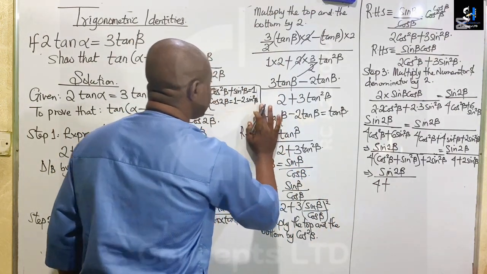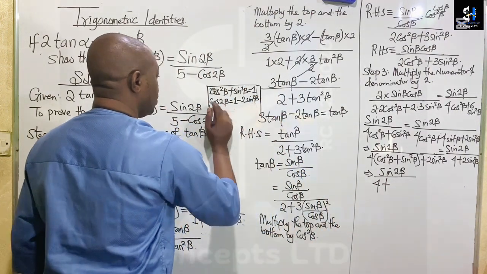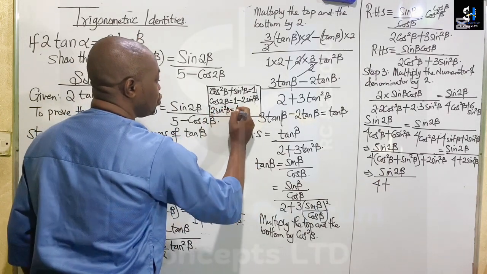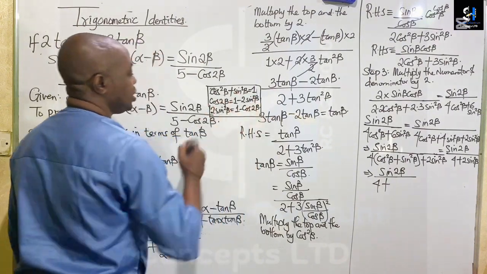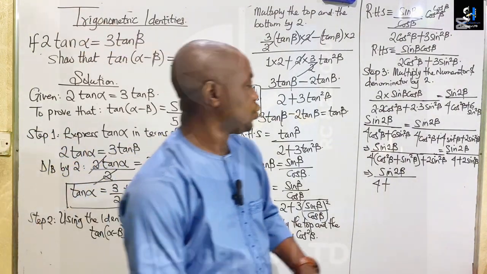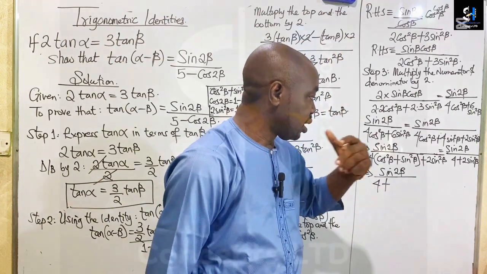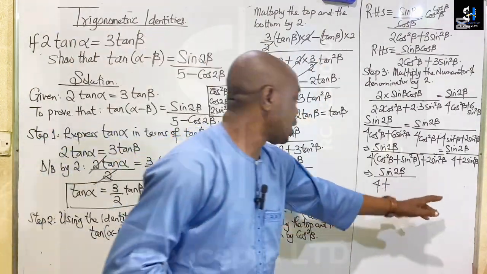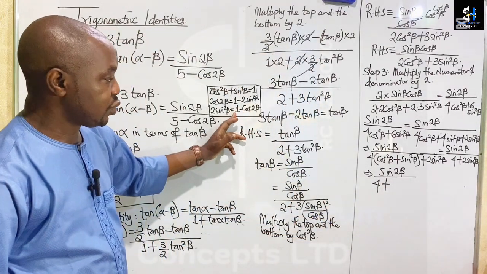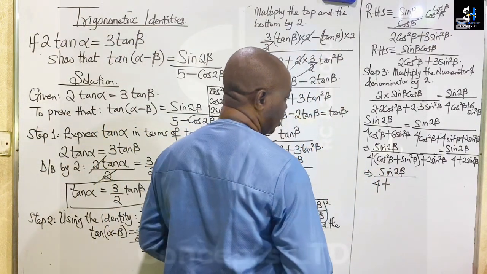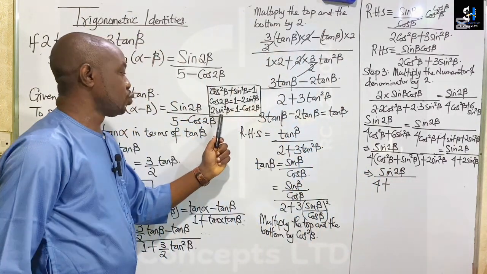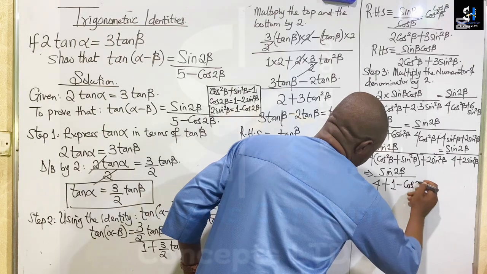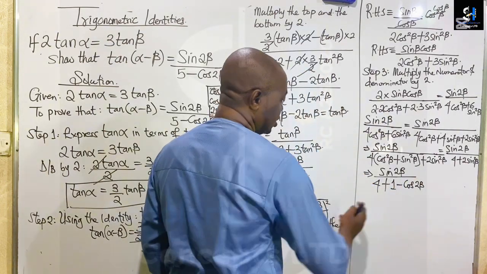From here, we have 2 sine squared beta equal to 1 minus cos 2 beta. I did some manipulations here and was able to get this, but we can still maintain this. So we have sine 2 beta over 4 plus, and 2 sine squared beta is equal to 1 minus cos 2 beta. Don't forget, this is the right hand side.